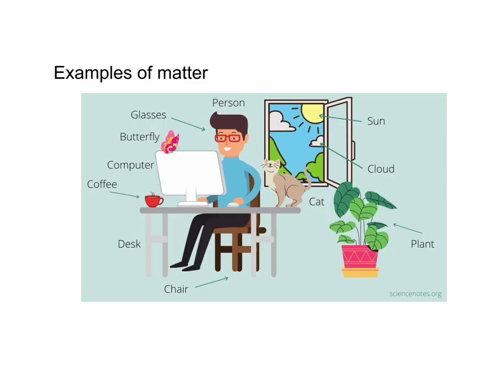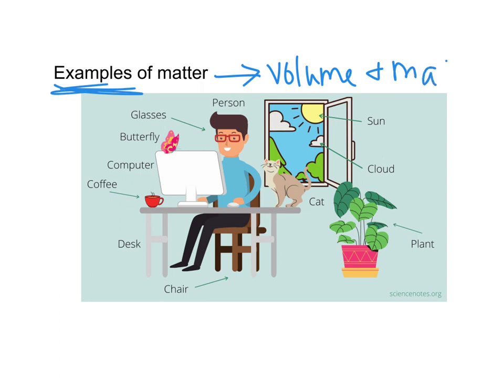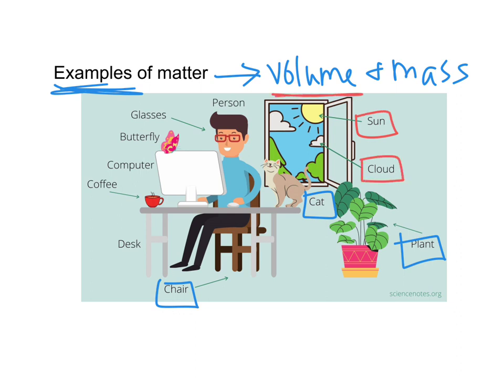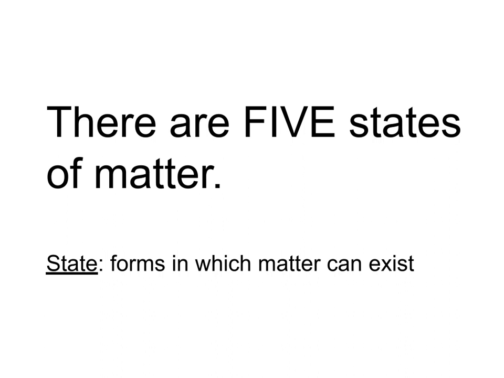It's not. So here we can see some examples of matter. We know that each of these things is matter because they have volume, they take up space, and they also have mass. They're made up of those atoms. Some of these things might make a lot of sense, like a chair and a cat and a plant. But some of these things might surprise you, like the sun or a cloud. Remember, these are things that take up space, so they have volume, and they're made up of atoms, so they have mass. So those would also be considered matter.